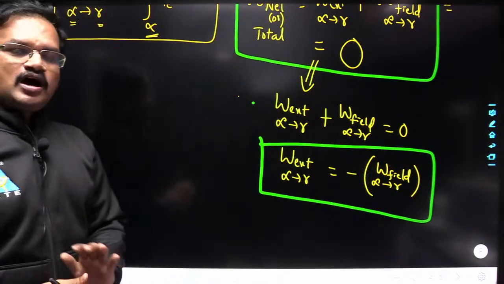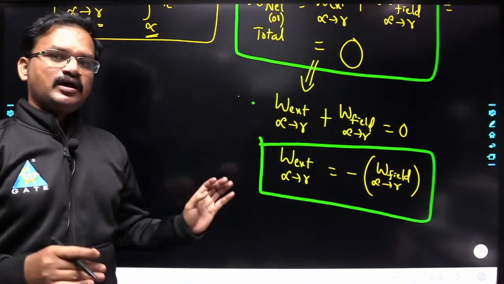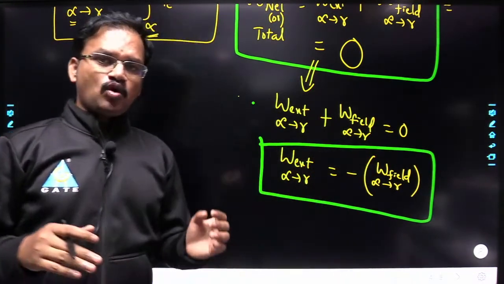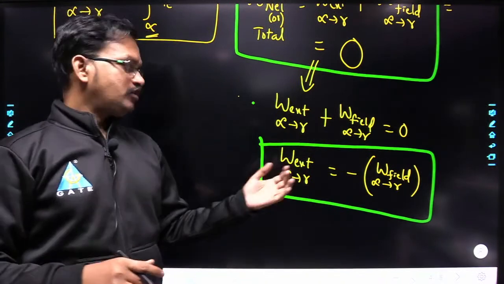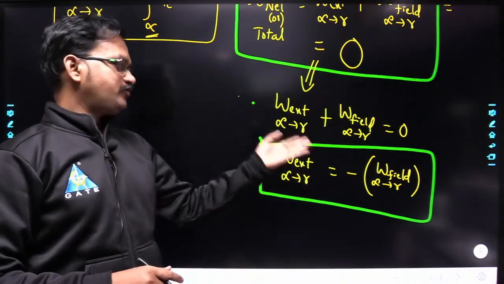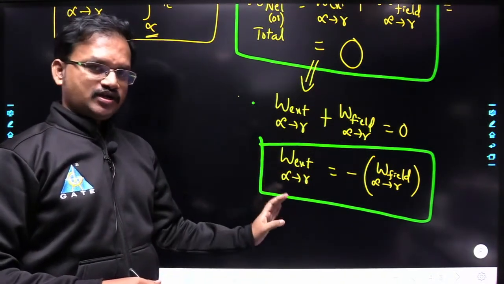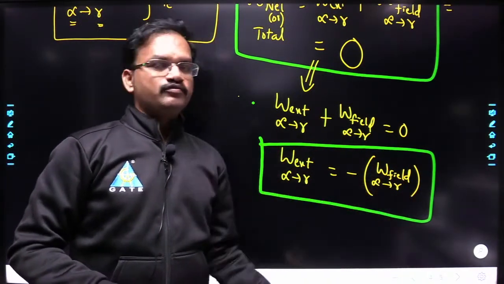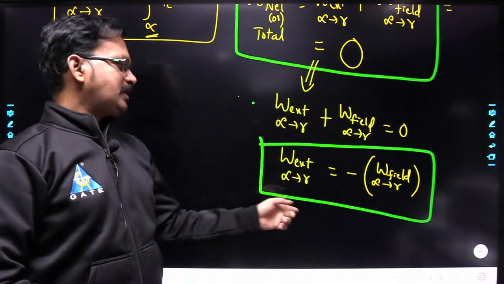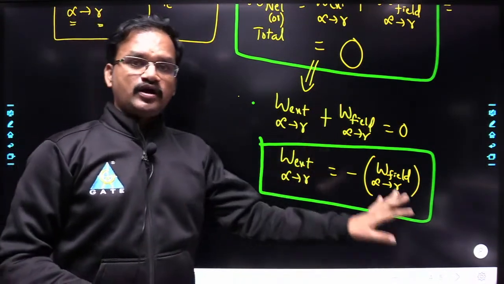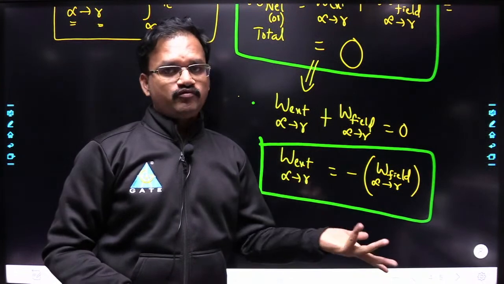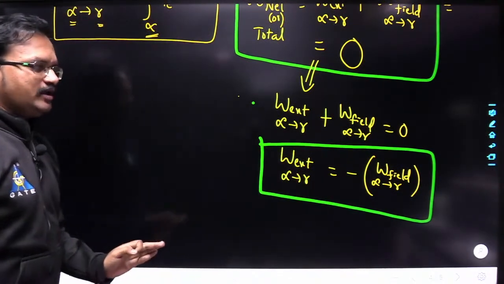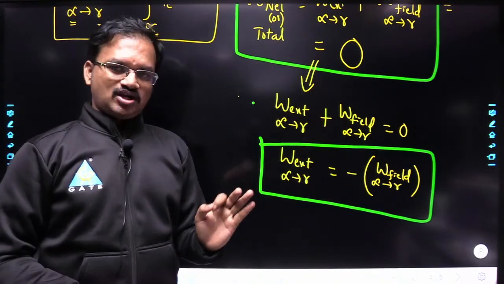Whenever they ask to determine the work done by the external agent or the work done by the field, there is no need to determine both. If you determine the work done by the external agent, then automatically you can determine the work done by the field also. Just multiply this with minus, and you are going to get the work done by the field also. Understood?